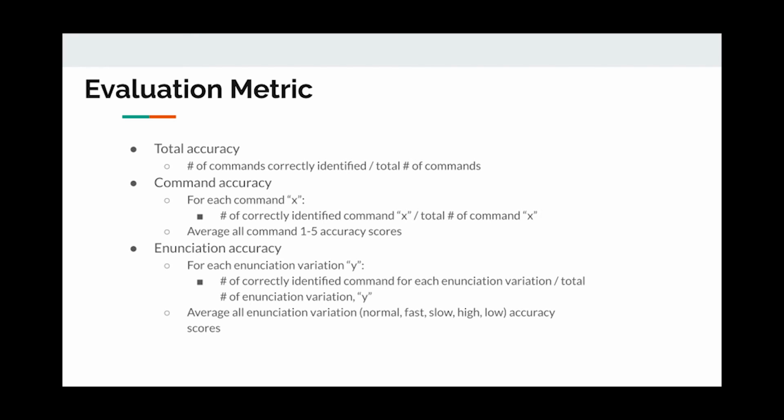We use accuracy as our main evaluation metric, namely total, command, and enunciation accuracy. The definitions of each of the accuracies are listed on the slide. Note that the enunciation accuracy refers to the accuracy across all the different tempos and pitch variations. Now, let us take a look at how our system performed.